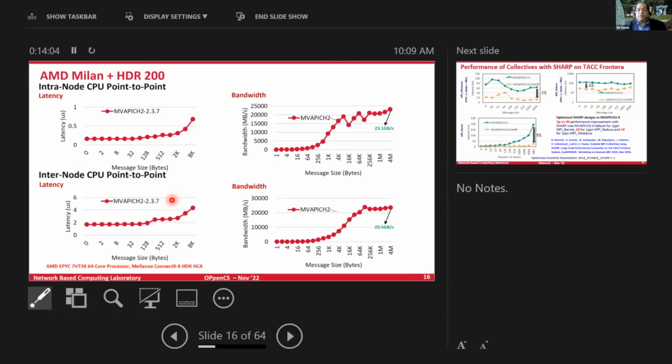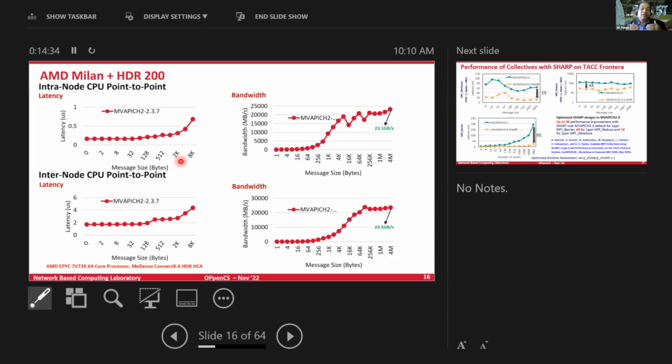So let's take a look at some sample numbers. I'll start with point-to-point, the most common operation, as you know. This is AMD Milan with InfiniBand SDR 200 gigabits per second. This is intra-node, meaning two cores within a socket talking to each other. You will see the number is 190 nanoseconds. Think of MPI: we are able to communicate in 190 nanoseconds between two cores within the same socket.